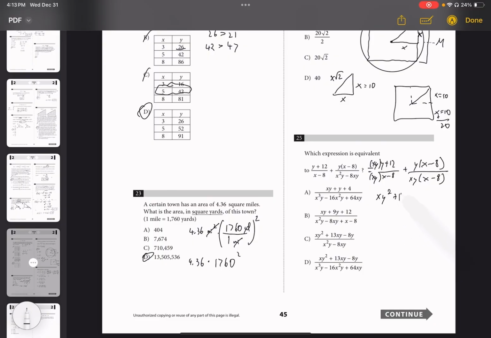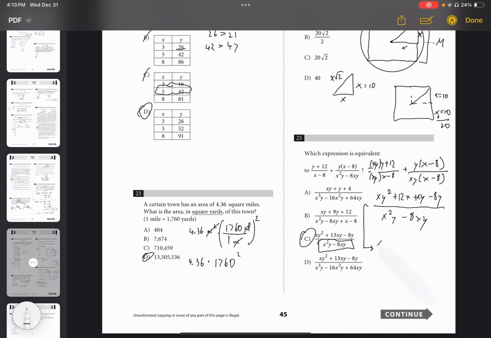So once we do that, we're going to get xy squared plus 12x plus y, or xy minus 8y, over this full common denominator of x squared y minus 8xy. And if we look at our answer choices, we can simplify this, but the only answer choice with the same denominator is answer choice C. We'll simplify it just to make sure though.